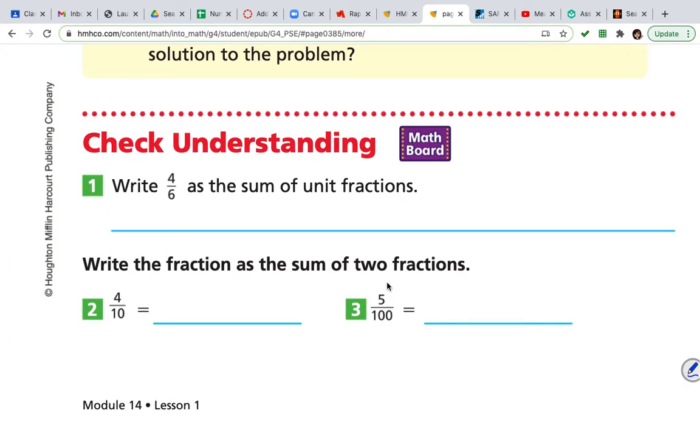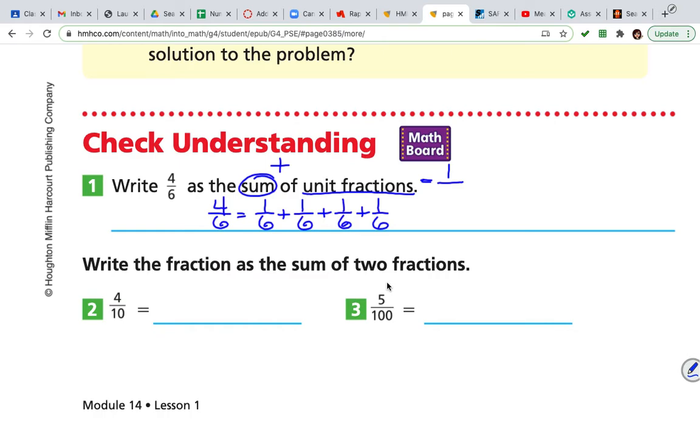Write 4/6 as a sum of unit fractions. Remember I told you unit fractions have a numerator of 1. So this is going to be 1/6. So we would write 4/6 equals 1/6 plus 1/6 plus 1/6 plus 1/6. You remember that sum means to add.